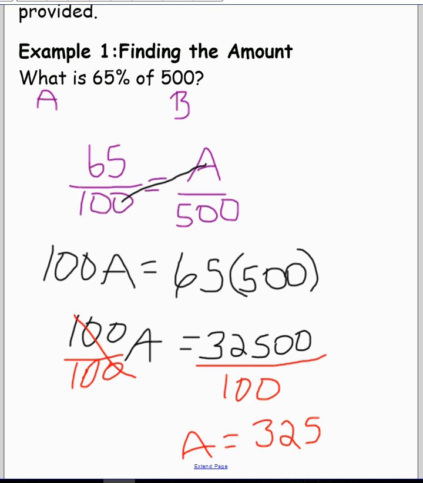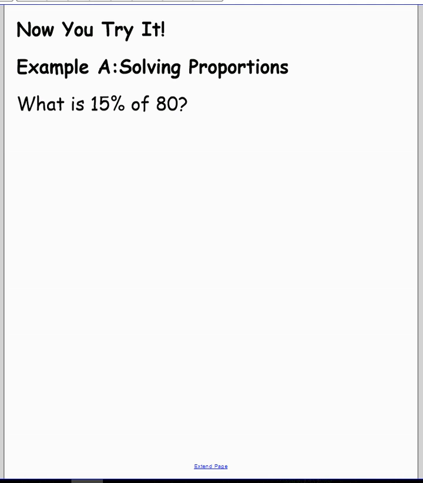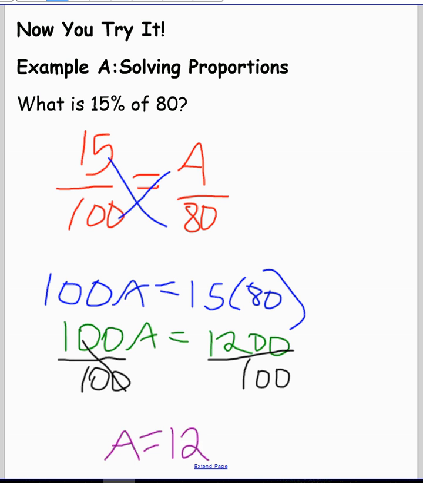All right, did you get 325? If not, look through the work here and see where your mistake was. So now pause the video again and try this one on your own. See if you can set it up properly and then solve it. And when you're done, resume the video. So did you get 12? If you did, great job. If not, take a look at the work here and see where your mistake was, because again, is links the A value with the percent, so the A value is our unknown.